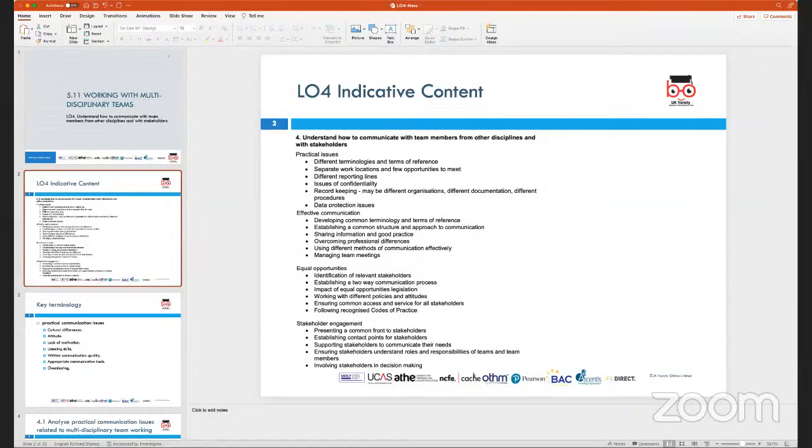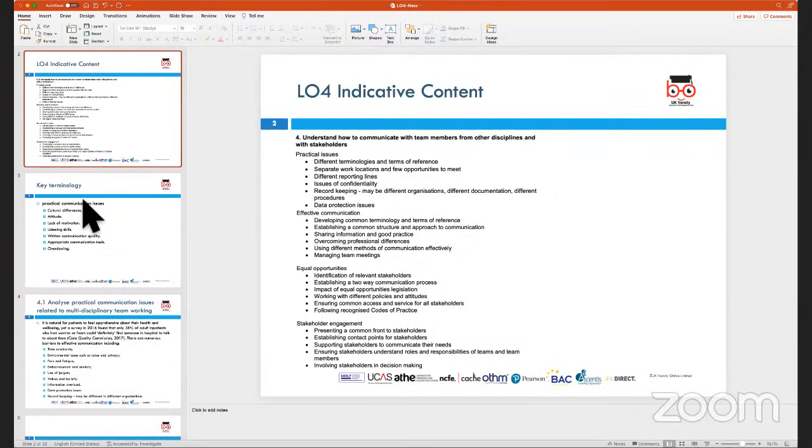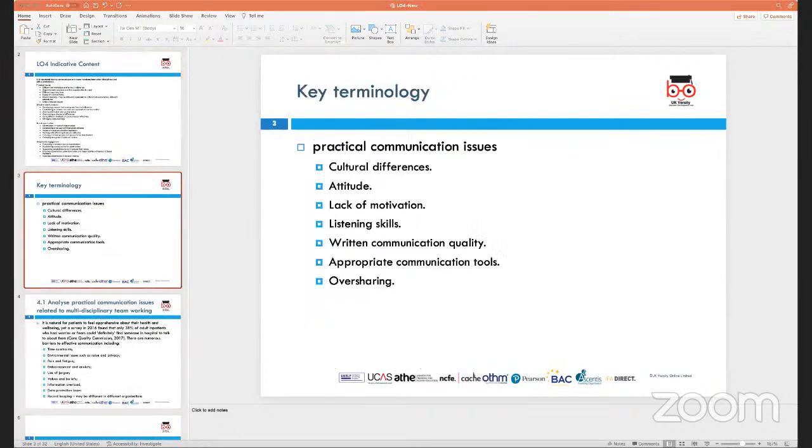Who are the stakeholders within multidisciplinary teams, and how do we look at communicating with them, in particular if you are a member of the team? How do you write to somebody on the board? How do you send across or share information with a parent, a family member of a parent, and things like that?